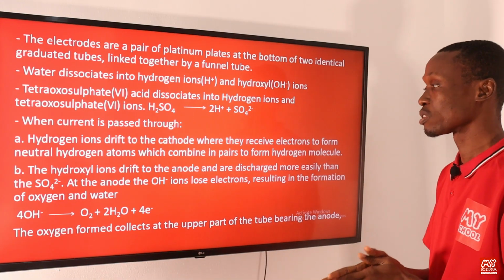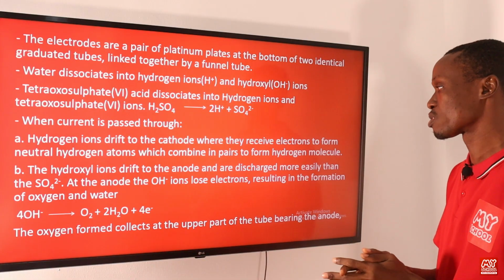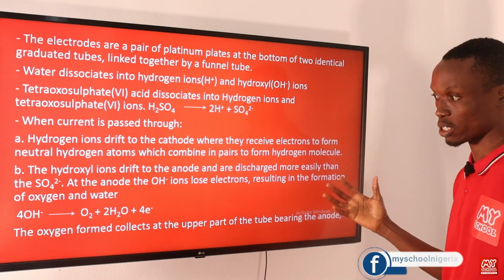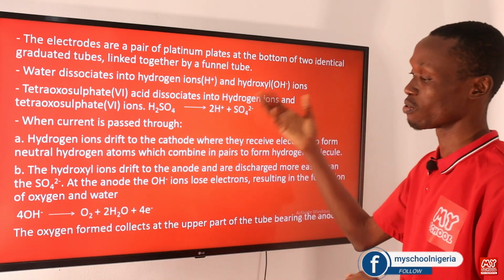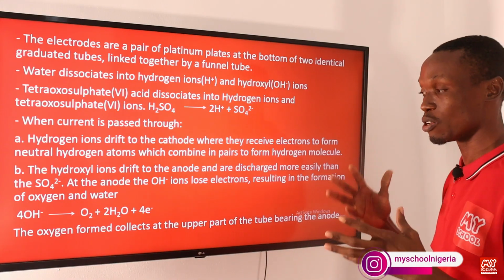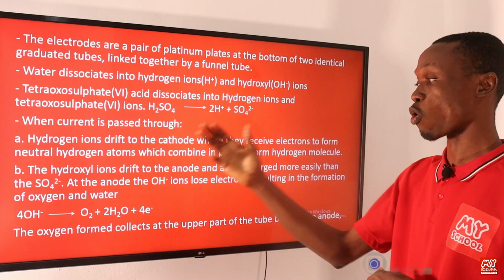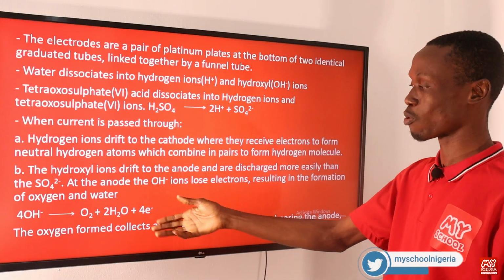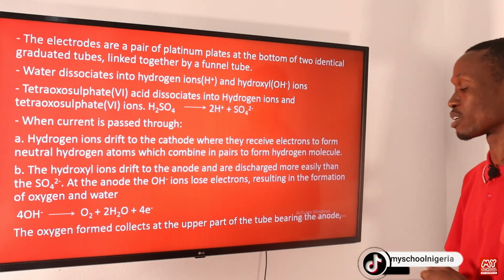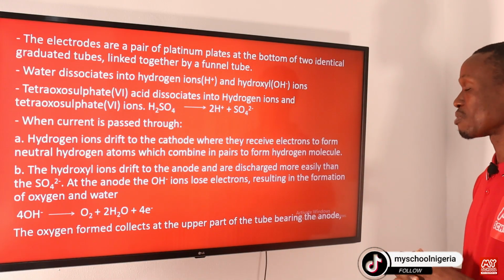Okay, at the anode, the hydroxyl ions lose electrons, resulting in the formation of oxygen and water. So this is the chemical equation representing that reaction. Here we have 4 moles of hydroxyl ion, 4OH-, which dissociates into oxygen and water, plus 4 electrons. The oxygen formed collects at the upper part of the tube bearing the anode.